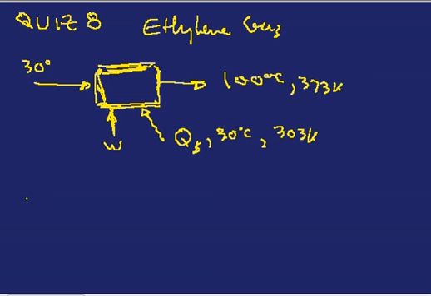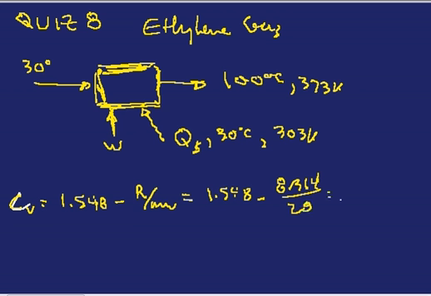Now you're given some information about ethylene. The information was that it has a molecular weight of 28, a CP of 1.548. So CV is equal to 1.548 kilojoules per kilogram K minus R over molecular weight. If you recall, that's the relationship between CV and CP: CP minus R over molecular weight gives you CV, and that comes out to 1.548 minus 8.314 divided by 28, which comes out to 1.251. I'm sorry, that's kilojoules per kilogram Kelvin.